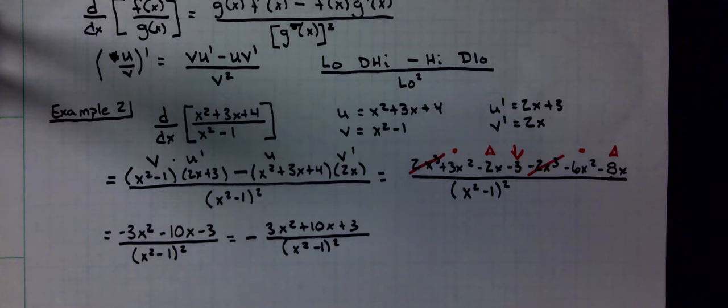Again, all we do is we just use the quotient rule. Think about it carefully. We use a template. We write down the parts.